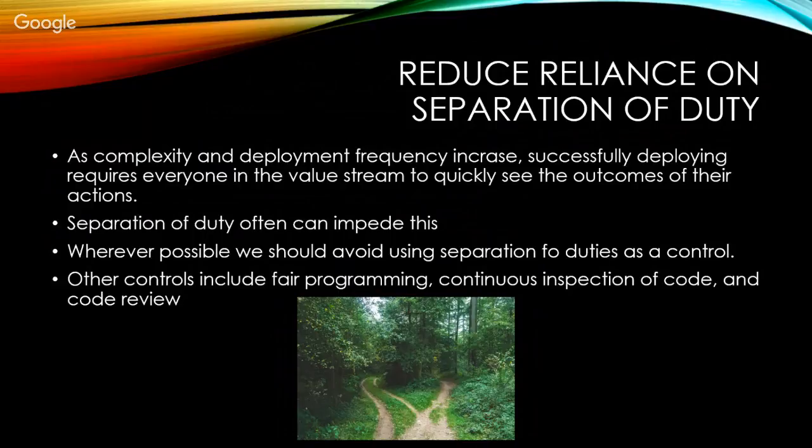Instead, we should choose controls such as pair programming, continuous inspection of code check-ins, and code review. These controls can give us the necessary reassurance about the quality of our work. Furthermore, by putting these controls in place, if separation of duties is required, we can show that we achieve equivalent outcomes with the controls we have created.